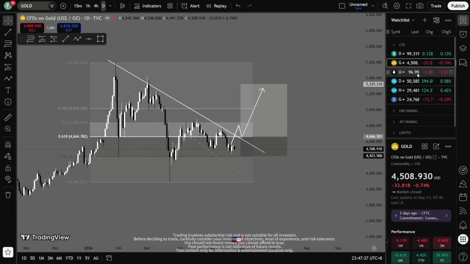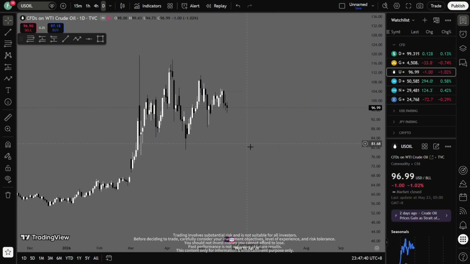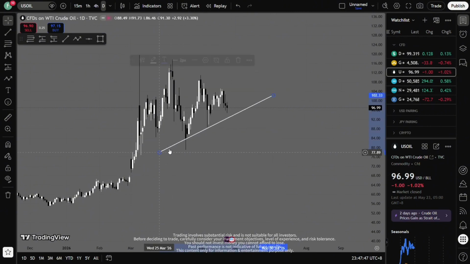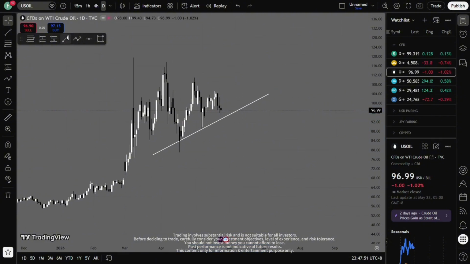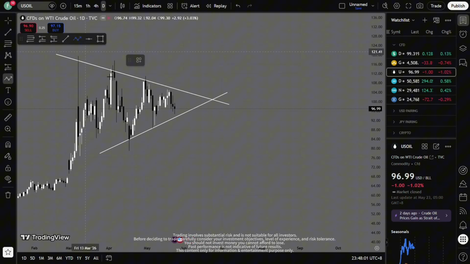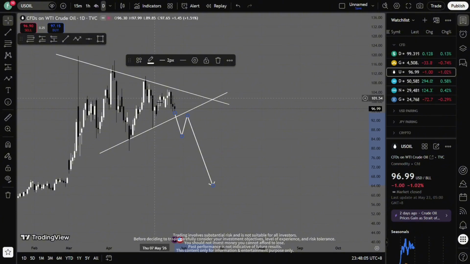So let's move on to the US oil. US oil currently is in an uptrend. We can see that the trend line is formed, and it's still inside the trend line. However, we can see that there's a triangle flag, we call it a triangle, inside the tunnel. So what we're looking for is whether it breaks here or breaks here to determine its next direction.